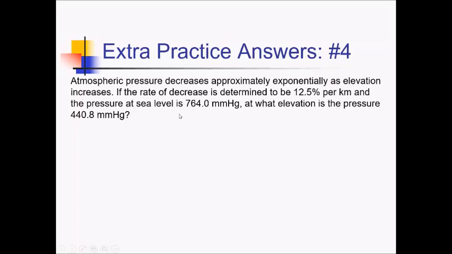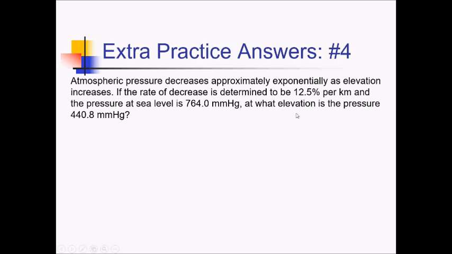On this problem, we have atmospheric pressure decreasing approximately exponentially as elevation increases. The rate of decrease is 12.5% per kilometer. Pressure at sea level is 764 millimeters of mercury, if you don't know what that means. And at what elevation is the pressure 440.8?